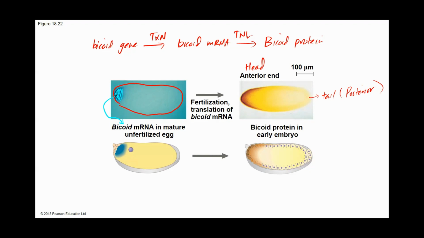So before fertilization, this bicoid protein is not present in the egg. There's only bicoid mRNA, which is more concentrated at one end compared to the other. After fertilization, as I told you before, protein translation will begin, and the bicoid mRNA will be translated into bicoid protein, and still the protein will be more concentrated at this side compared to the other. Okay.